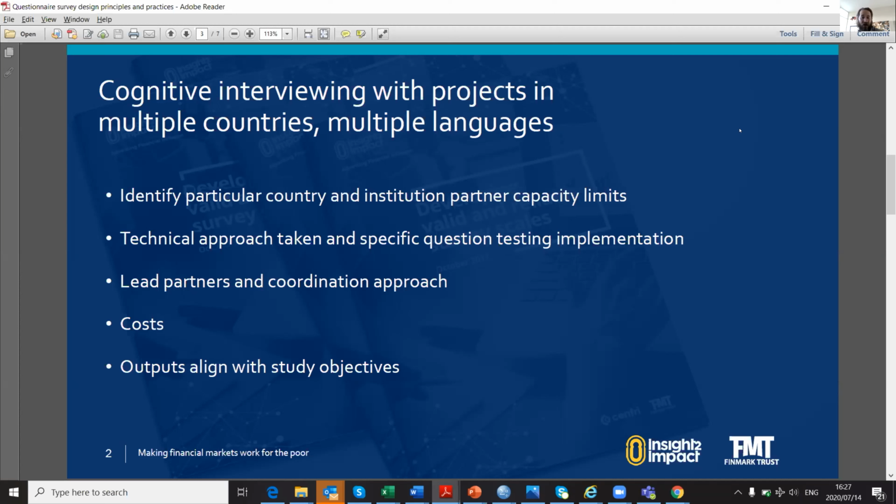It's ultimately our responsibility to make sure that the researchers are delivering on what we want. And if they go in a particular direction, we just need to bring them back in and say, the question that you are coming up with makes sense to the respondent, but this is what we ultimately want to measure. So let's look for a different approach to get there.